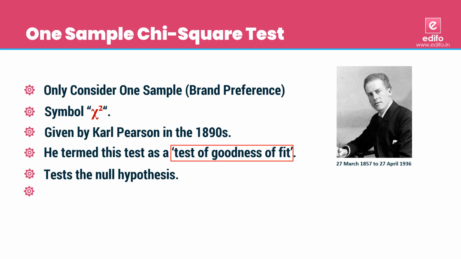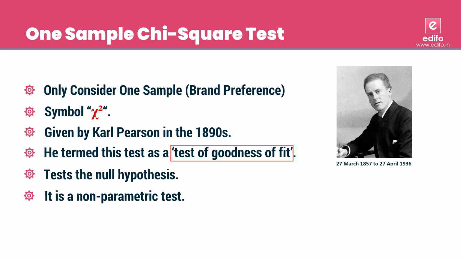And one sample chi-square test is a non-parametric test. Again, one more term, that is the parametric test and non-parametric test. In statistics, there are two types of tests, that is parametric and non-parametric. If the data you have collected is in the form of a well-known distribution, then you can apply a parametric test. Otherwise, you can apply a non-parametric test. So, the non-parametric test is a distribution fit test. We will discuss more about the parametric and non-parametric test in coming videos.